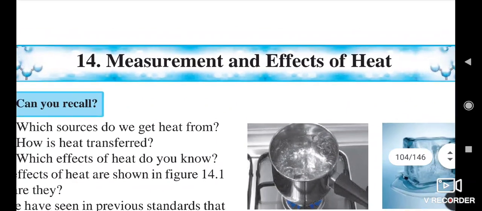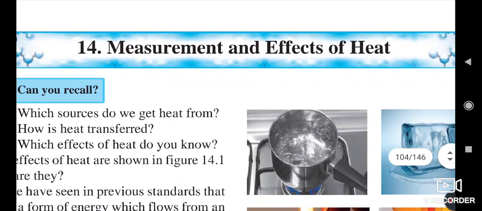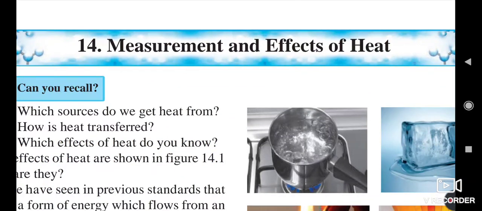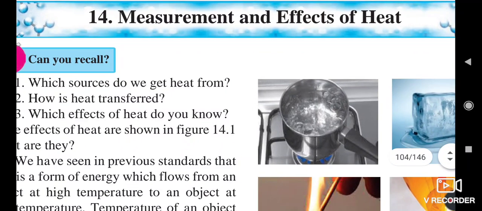Today we are going to study the next lecture, that is measurement and effects of heat. The measurements are related with heat: how to measure heat with devices, and how to calculate the heat or temperature in different measurements, that is calorie, joule, etc.